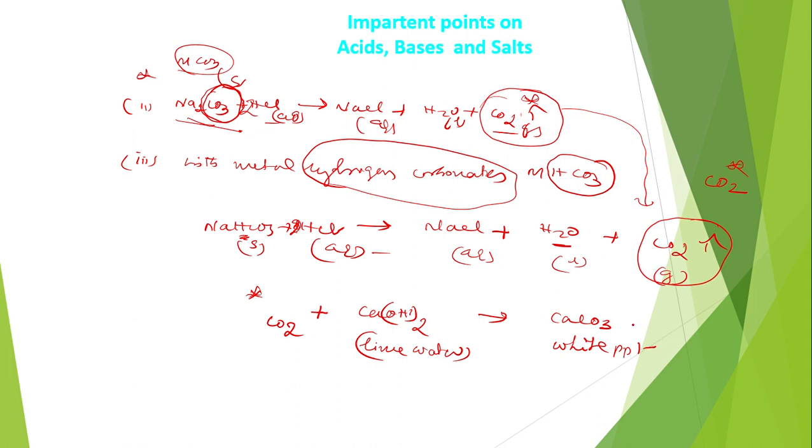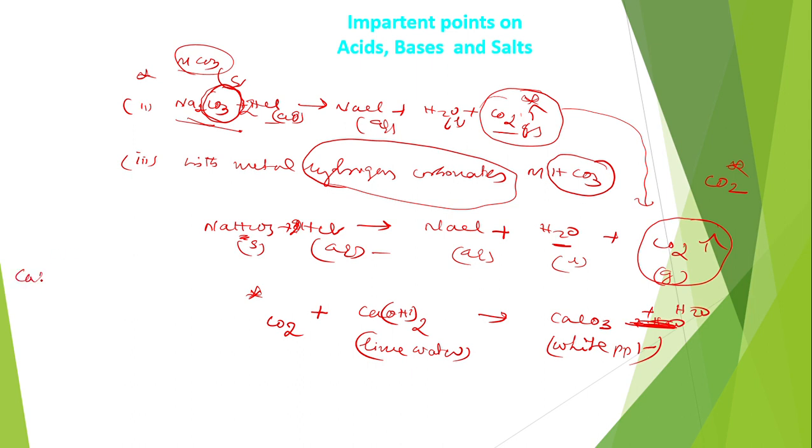If you put water to it, plus liberation of water. This is wrong. So carbon dioxide plus water you will get. Calcium carbonate is a white precipitate. Okay. Now again we will see.